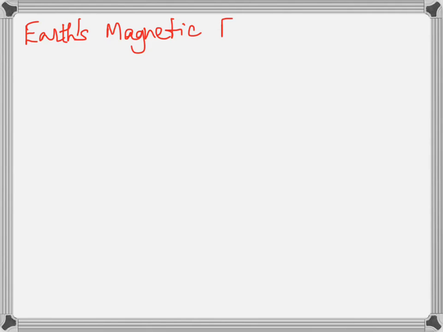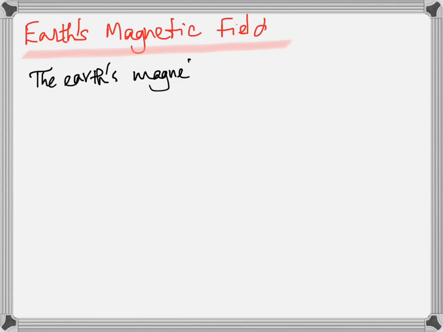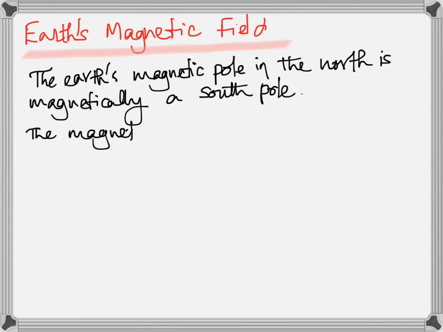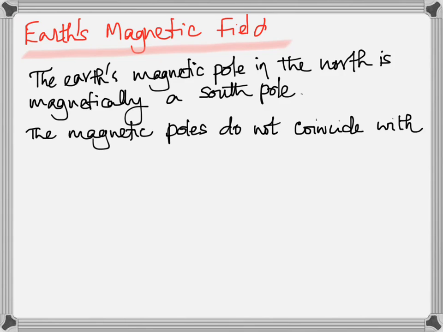Now, the Earth's magnetic field has three elements. One is called the declination, the second is the inclination, and the third is the horizontal component of the Earth's magnetic field. Remember that the magnetic pole in the north is actually magnetically a south pole, and the magnetic poles actually do not coincide with the geographic poles.